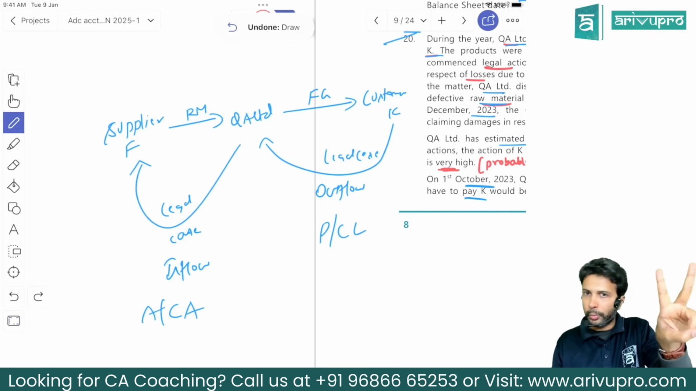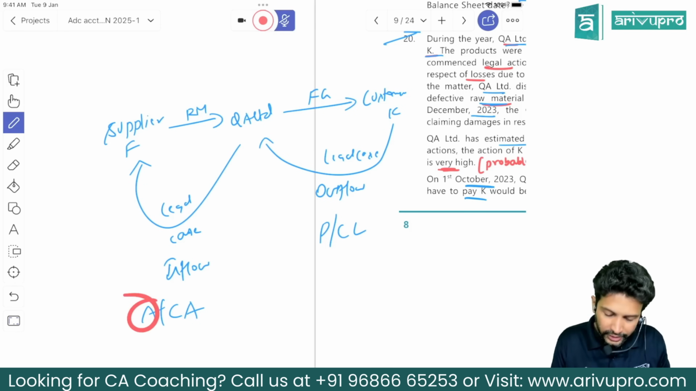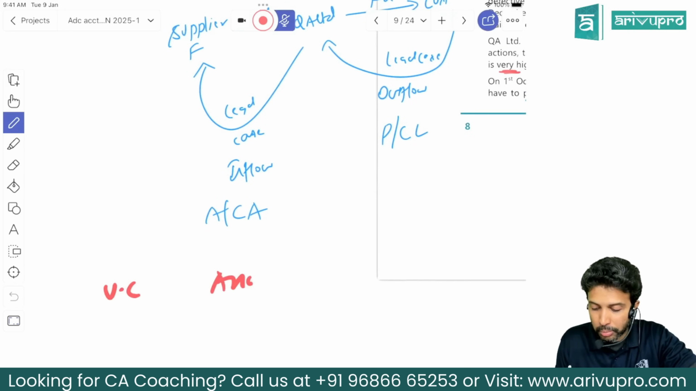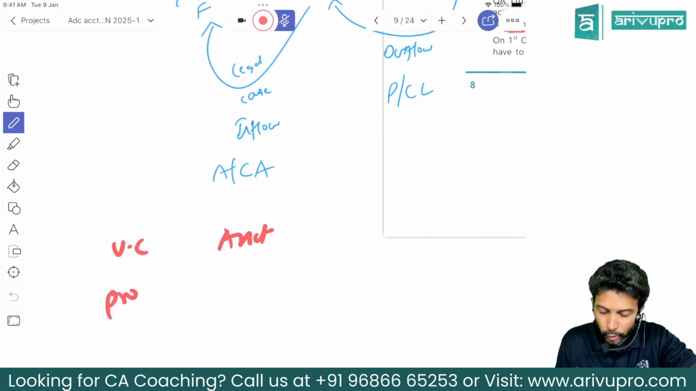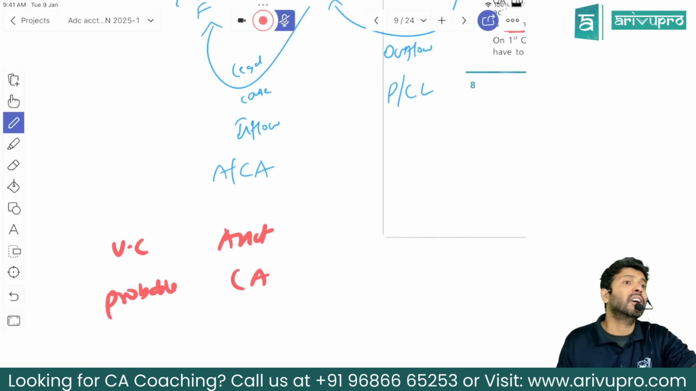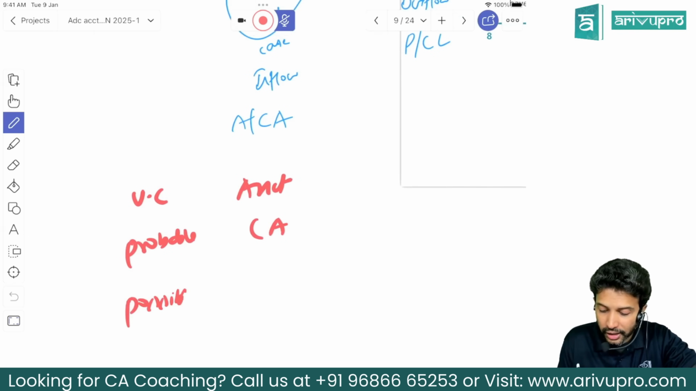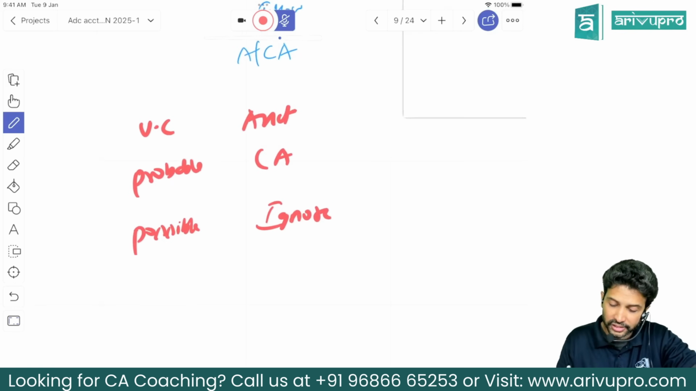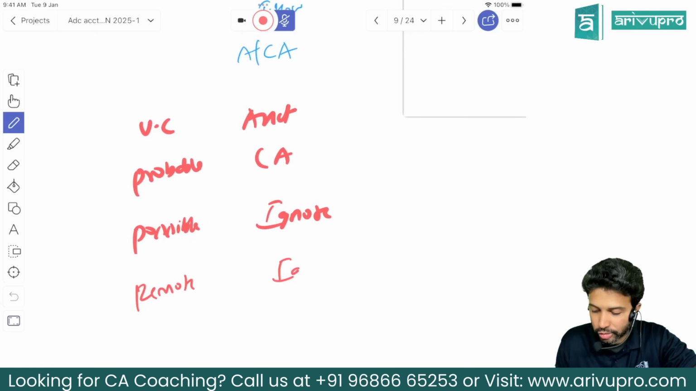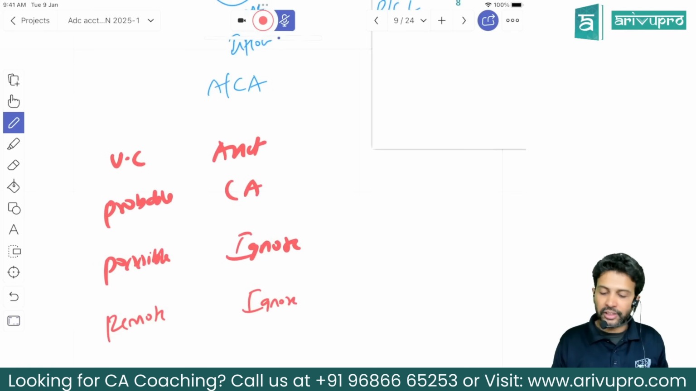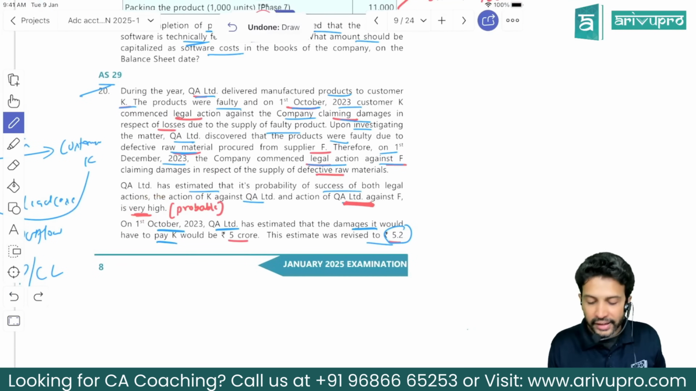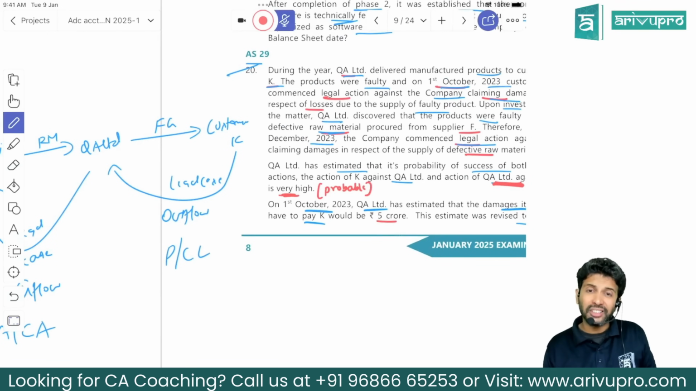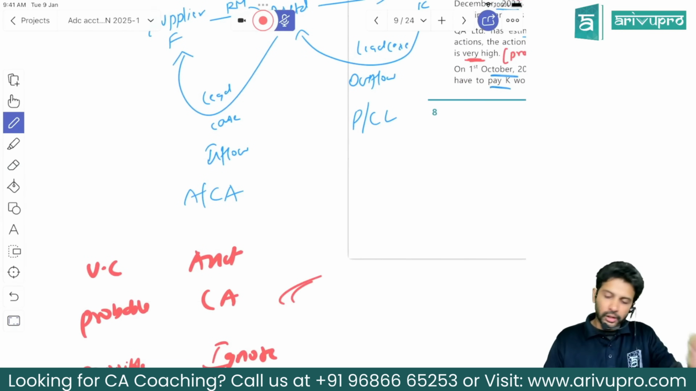Inflow means there are only two possibilities, right? One, you will create an asset. In fact, I had given a chart also, if you remember. If it is virtually certain, you will book an asset on the asset side. If the inflow is probable, then you will disclose a contingent asset. If it is possible, then you will ignore. If you open the AS 29 card, chart book and revision video, you will see this. If the inflow is remote, in that case also you will ignore. Here it is virtually certain, or they said very high. Very high means what? It is probable. For a probable inflow, will you create an asset or disclose a contingent asset? That is what you need to write here.